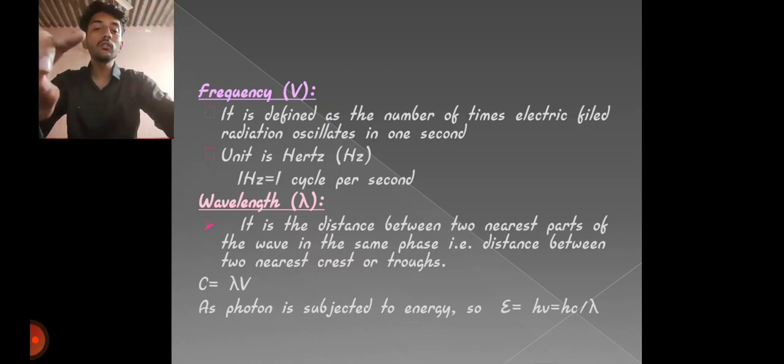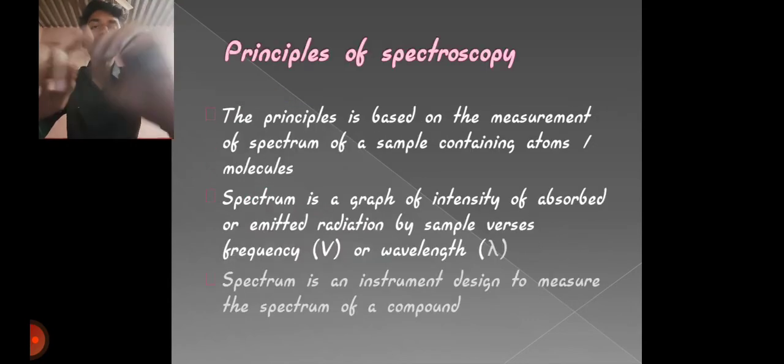C is equal to lambda V. As a photon is subjected to energy, so epsilon is equal to HV is equal to Hc divided by lambda. So let us know what are the principles of spectroscopy.